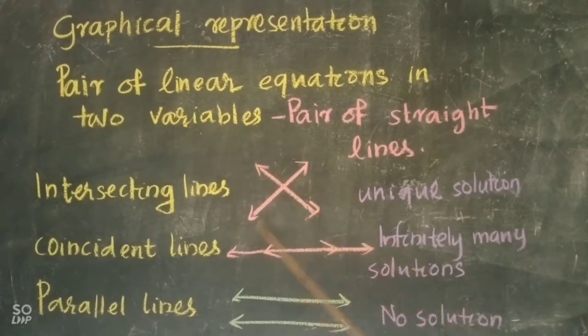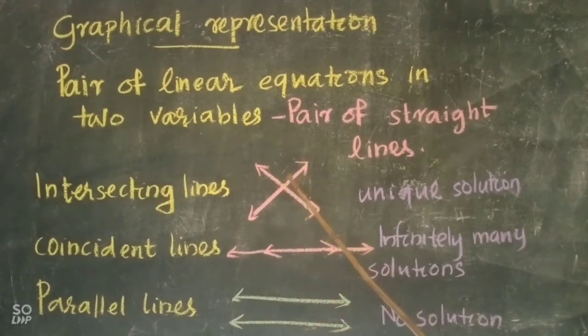The first one is intersecting lines. If we draw two lines, they may intersect each other at a point. Second one is coincident lines. Coincident lines, here also pair of lines. The first line is on the second line. Third one is parallel lines. Here also pair of lines, but they are not intersecting here.